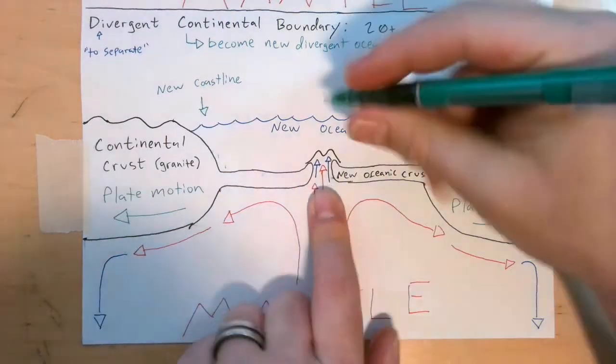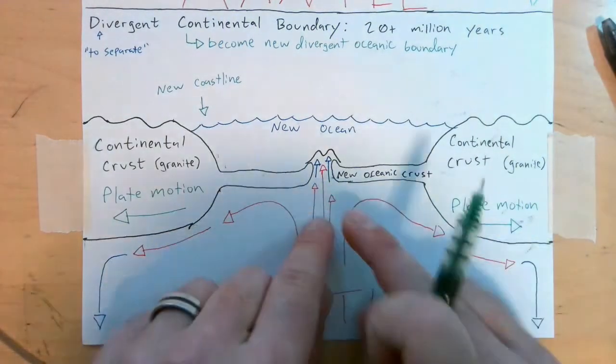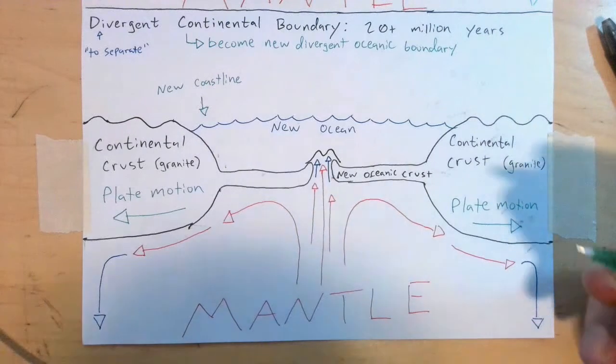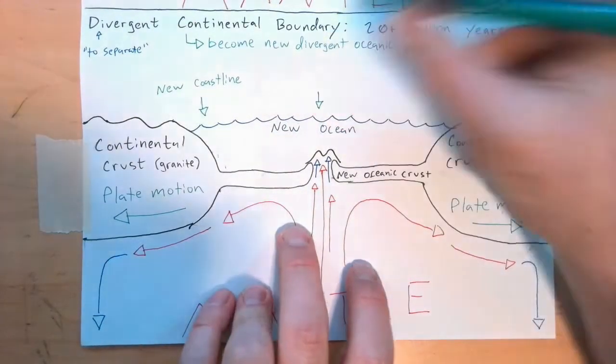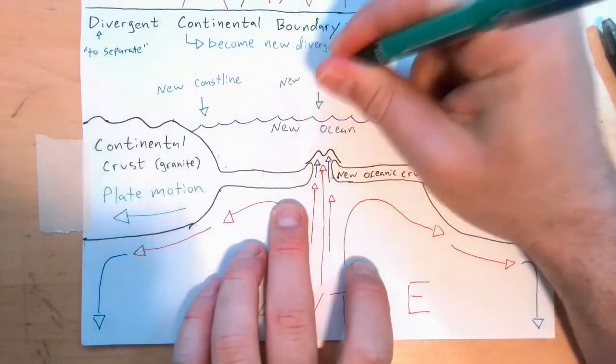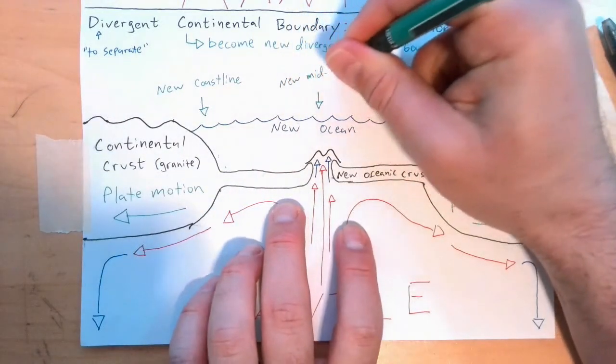This, of course, we know the name for this feature. This ridge of basalt rock that forms in the mid-ocean is, of course, the mid-ocean ridge. This is a new mid-ocean ridge.